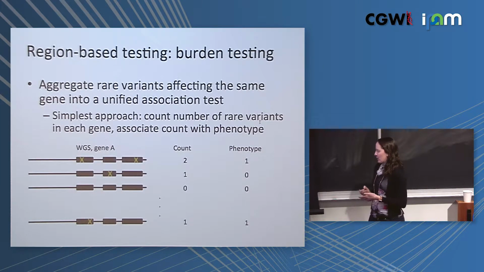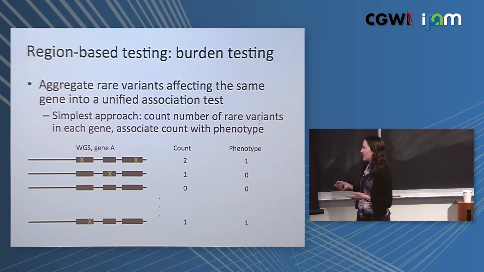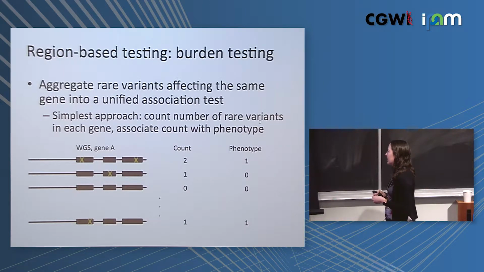Going beyond that, if we really want to start doing something like association testing, methods have been developed for quite a number of years now. The easiest idea is perhaps this burden testing notion, where we can aggregate rare variants affecting the same gene into a unified association test. So I may have a data set where none of my individuals have the same rare variant in a given gene, but many of them do have some rare variant in a given gene.